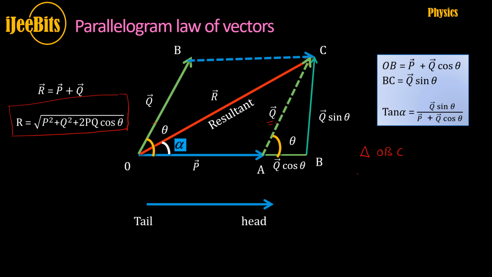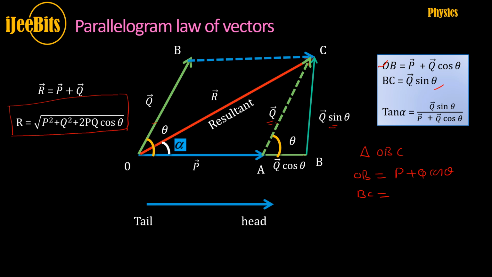Triangle OBC, you can easily figure that out, right? OB means, what is OB? OB is nothing but your P plus Q cos theta. P plus Q cos theta, right? That is what's noted. Whereas BC, BC is the vertical component, right? That is Q sin theta.